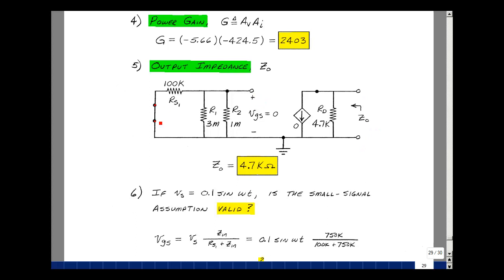Because there's no connection between here and here, if we were to apply a voltage, there's no way for voltage to get back here. That's going to make this voltage equal to 0, like we saw for the common-emitter amplifier. So all we see is the resistance looking back of 4.7K.